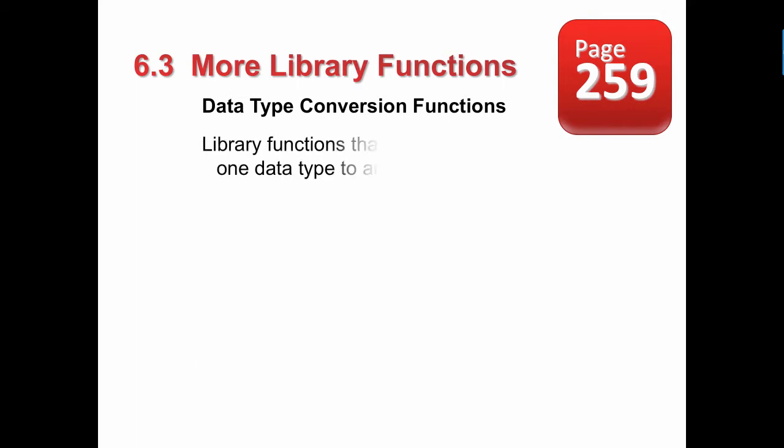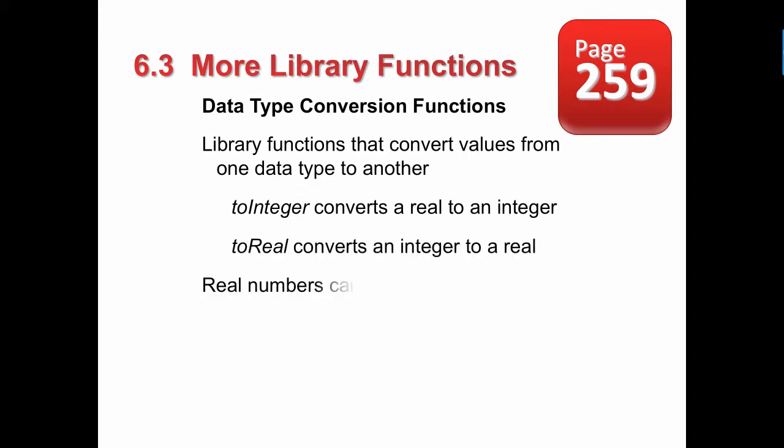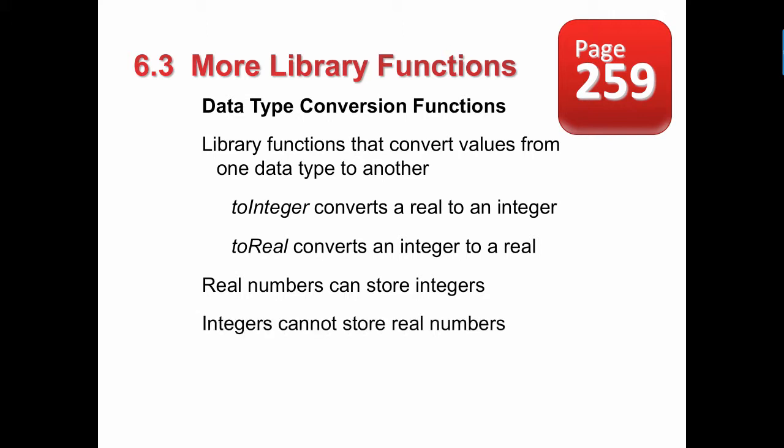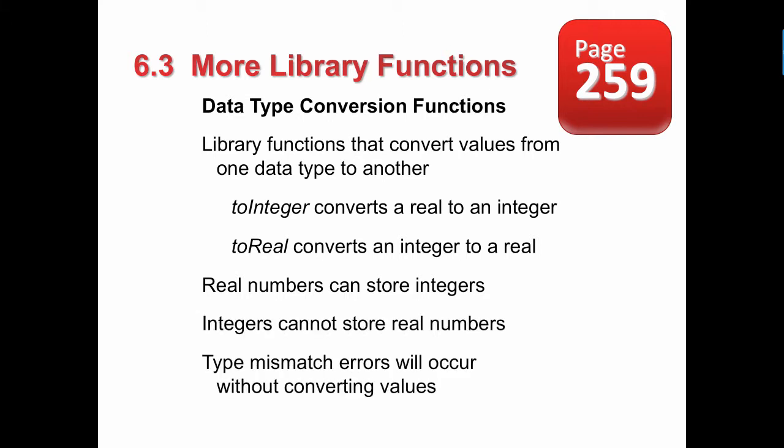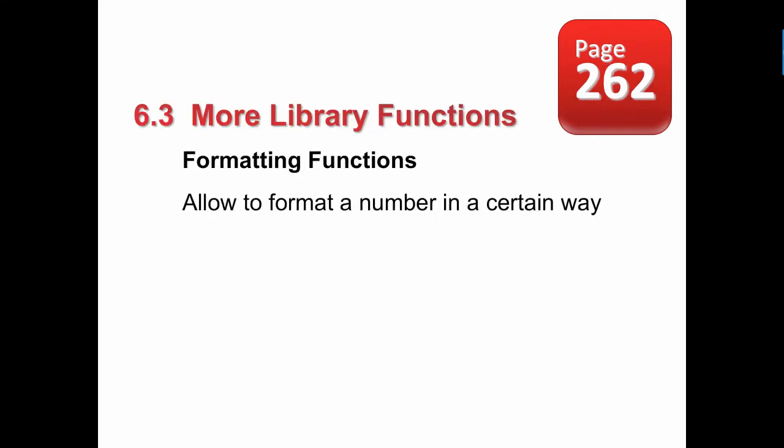You may have data conversion type functions that actually do something to the data. So toInteger converts a real to an integer. Okay, how would I do that? Well, I'm just going to lop off all the decimal points. ToReal converts an integer to a real. You may have real numbers that can be stored as integers. You have integers that cannot be restored as real numbers. Don't forget that.